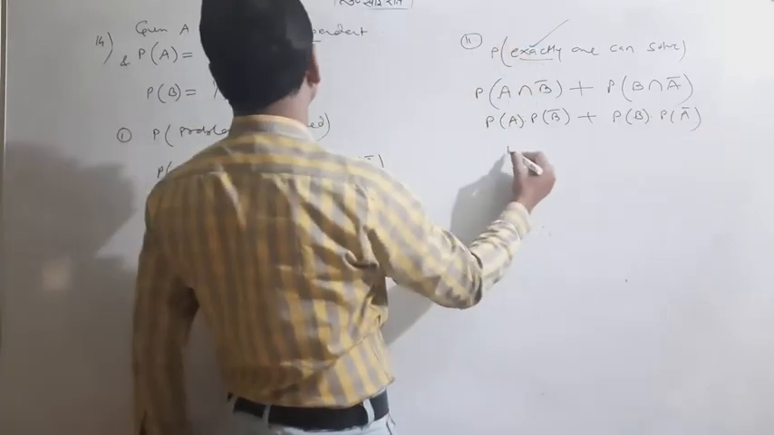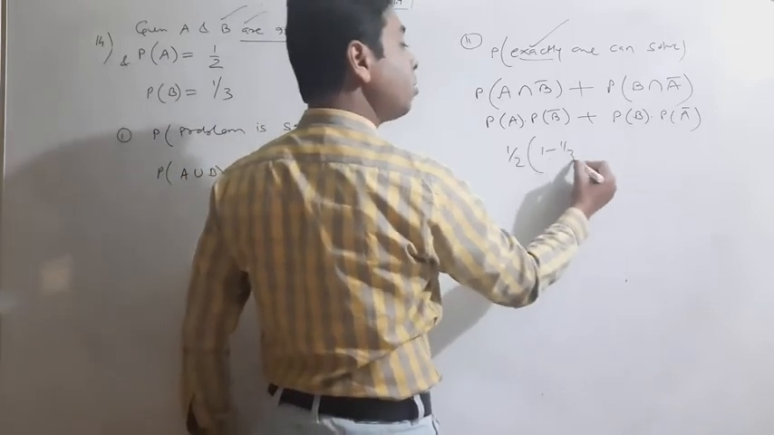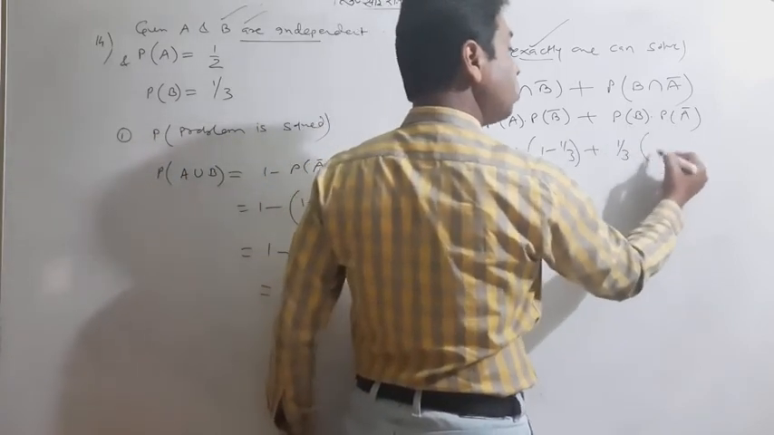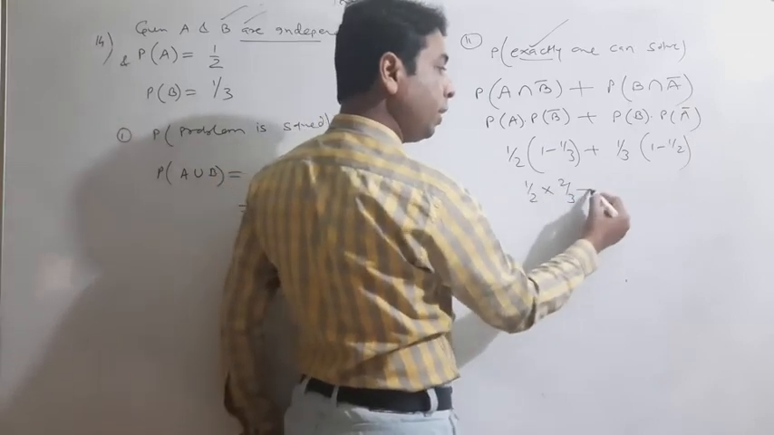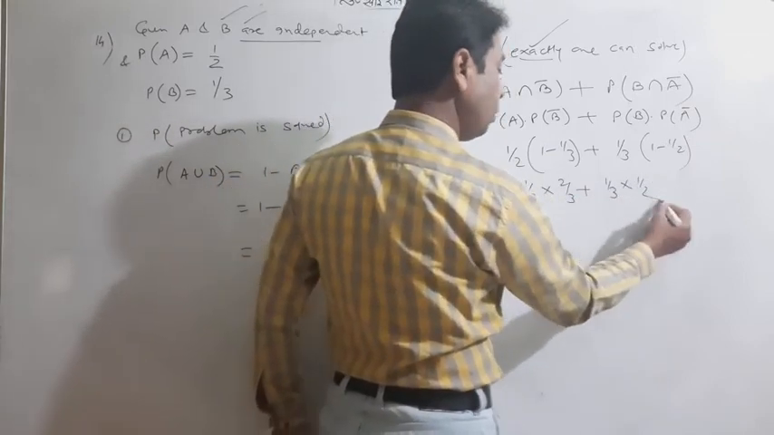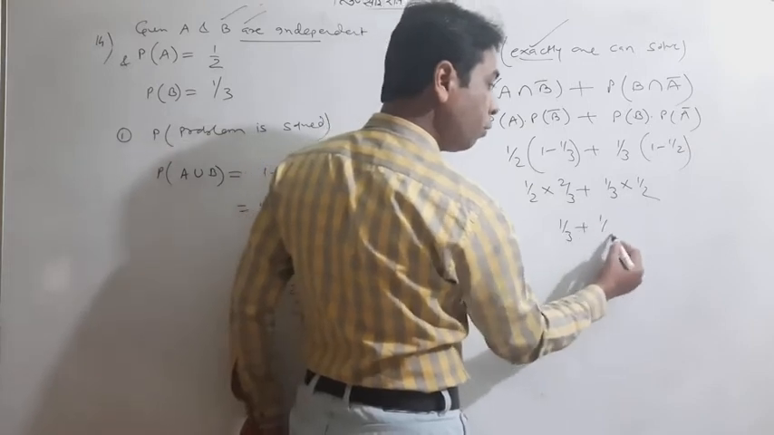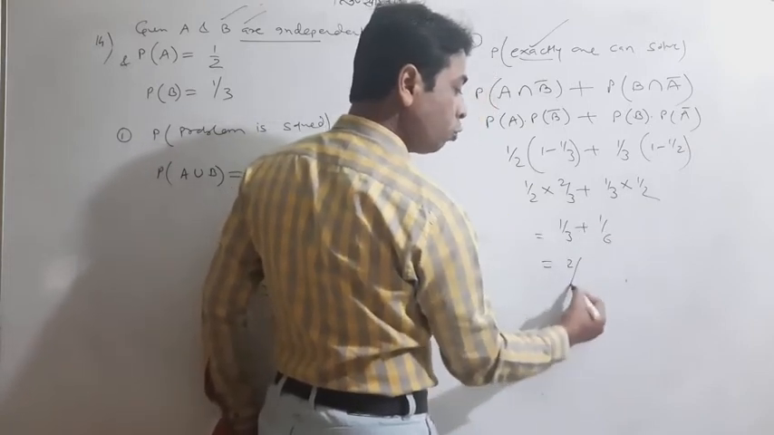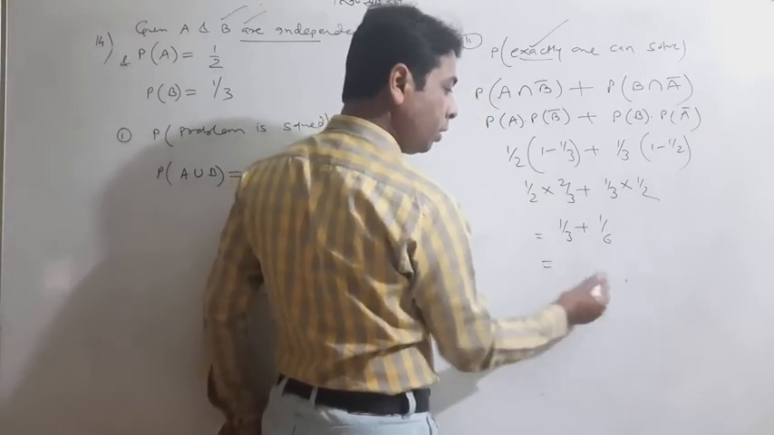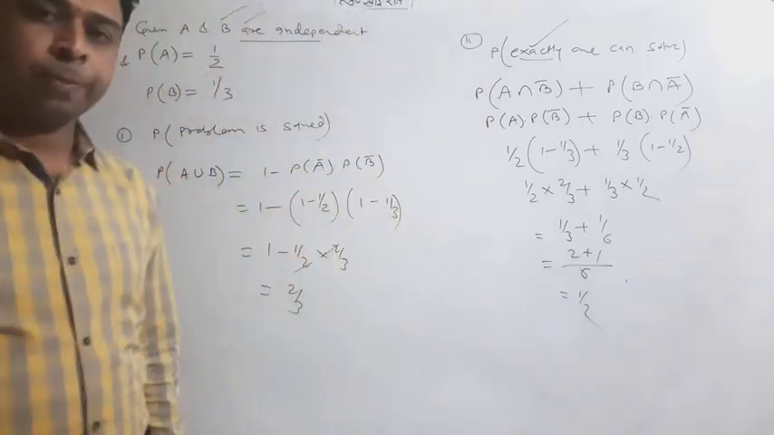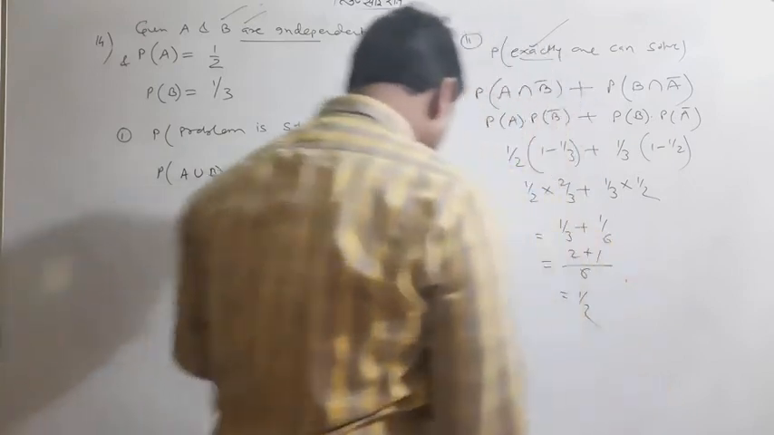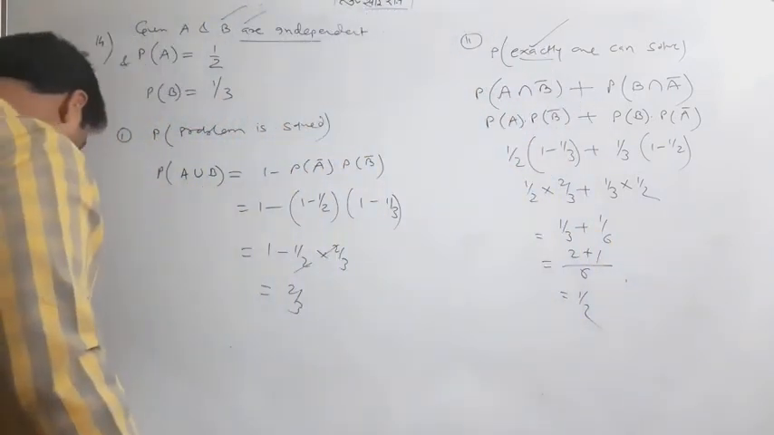P of A is 1 by 2. P of B is 1 by 3. P of not A is 1 minus 1 by 2. Now you can write the answer: 1 by 2 into 2 by 3, plus 1 by 3 into 1 by 2. So 1 by 3 plus 1 by 6 is 2 plus 1 over 6, which is 1 by 2. That's the answer. So very interesting it was. All the questions were given here.